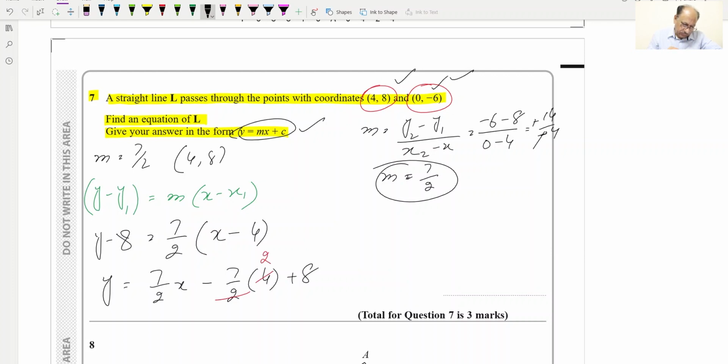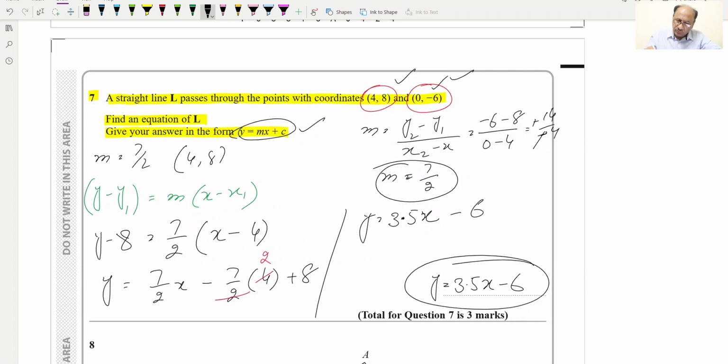So this will be the equation we can write here, y is equal to 7 by 2 or 3.5x, and minus 14 and plus 8. Minus 14 plus 8 will be minus 6. So our equation will be y is equal to 3.5x minus 6. This will be the final equation, and this will be for 3 marks.